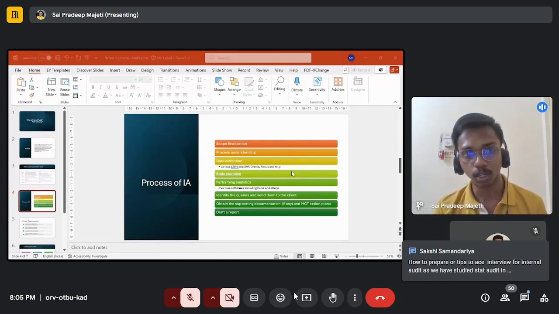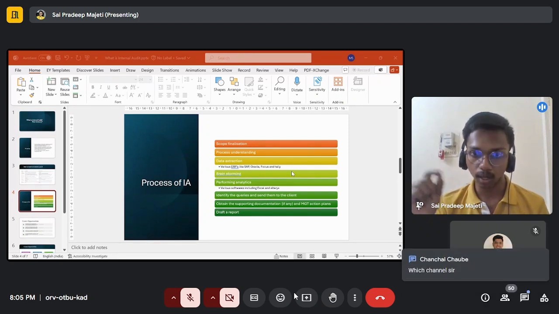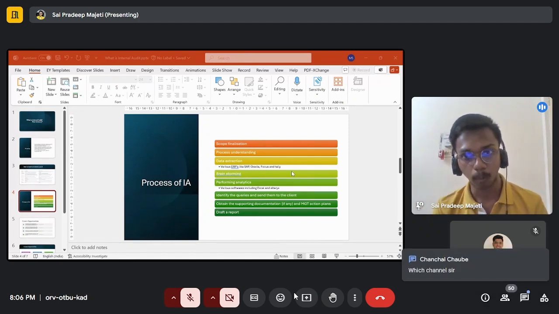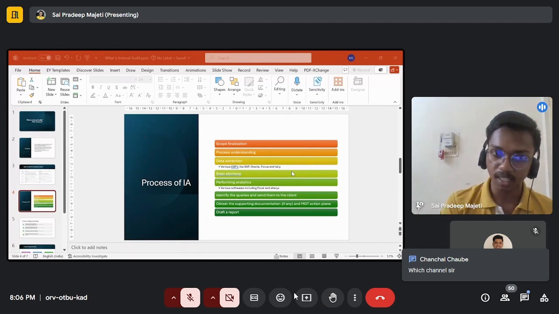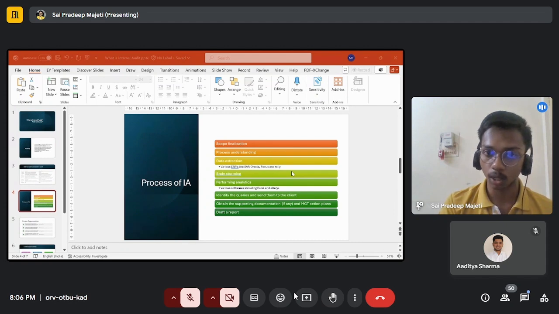And once you get an exposure of what the work is, you can check the points that you have listed down that you are expecting from your articleship, and based upon that, you can take a decision whether to go into internal audit or statutory audit.